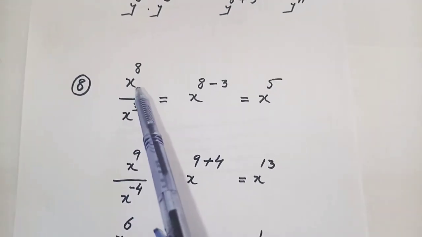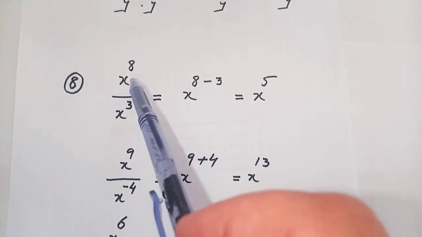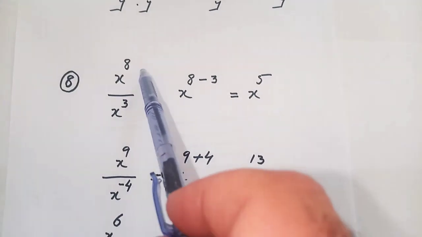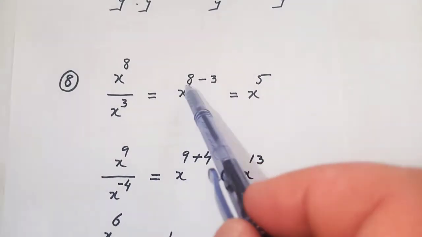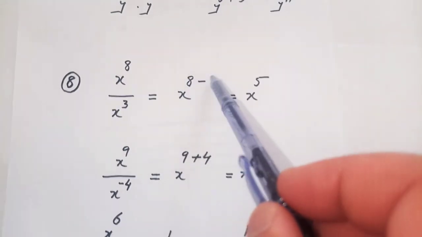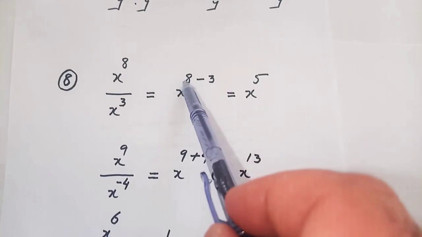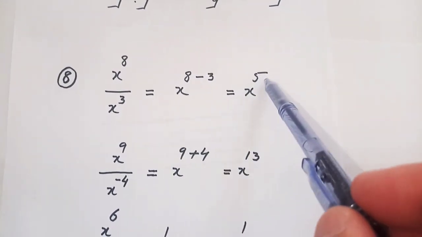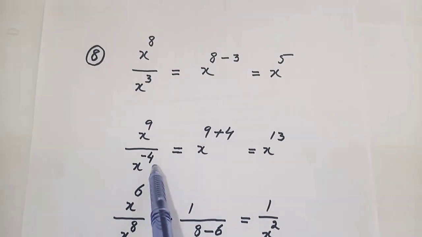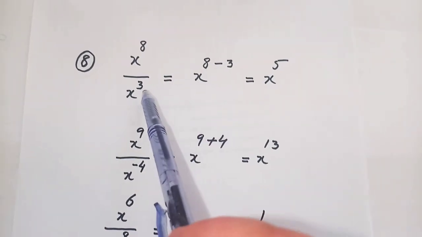Next is x power 8 and x power 3. The bases are the same in both the numerator and denominator, but if we shift this power to the numerator, it will become minus like this. Here it is positive. If we shift it to the numerator, it will become negative 3. So x power 8 minus 3, so x power 5. Again here it is negative. If we shift it to the numerator, it will become positive. Here it was positive.